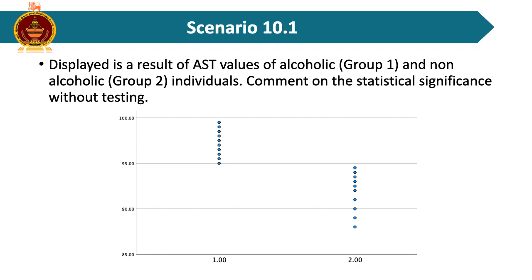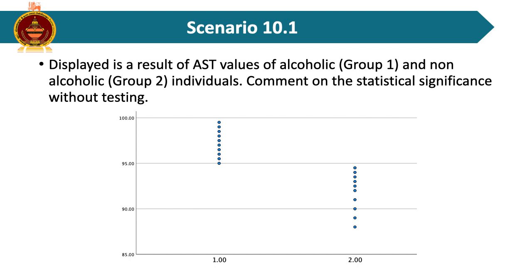Scenario 10.1. Displayed is a result of AST values of alcoholic group 1 and non-alcoholic group 2 individuals. Comment on the statistical significance without testing. The question here is whether we can talk about the significance level without doing a statistical test.